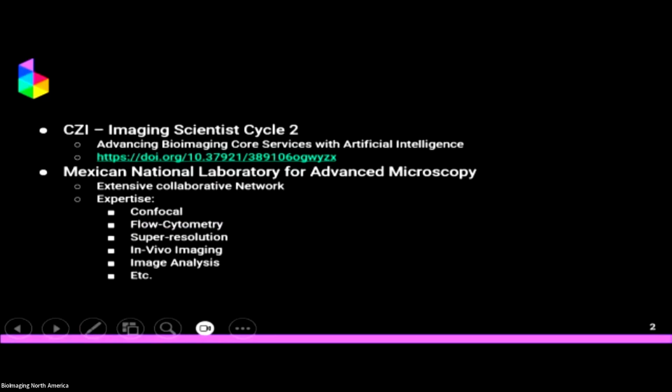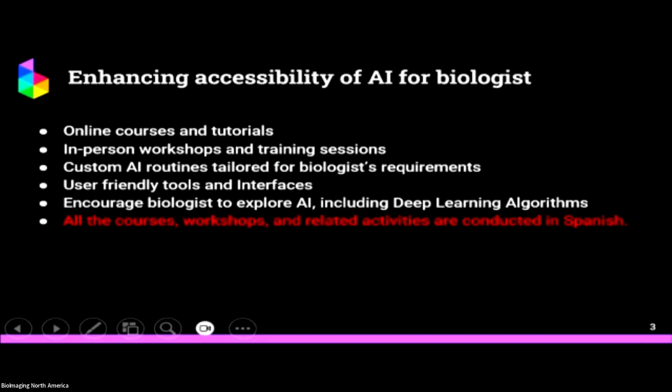This award allowed me to join the Mexican National Laboratory for Advanced Microscopy. Here, I was working by myself in a group. When I joined, I had the opportunity to join an extensive network of biologists, and I really see all the resources that are needed, especially training for biologists. What I have been working on is trying to create tools to make AI, artificial intelligence, more accessible for biologists. So I have been working on online courses and tutorials, in-person workshops and training, custom AI routines tailored for biologists, and user-friendly tools and interfaces.